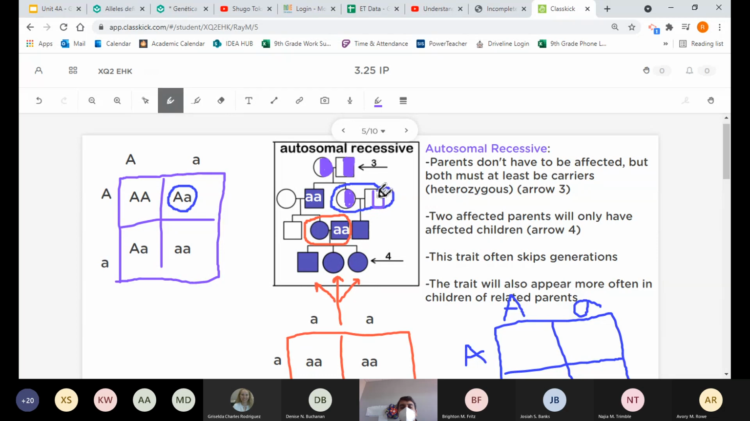Now, the star is going to be nice. I don't expect for them to show you a pedigree without carriers. If you're dealing with a recessive disorder, they'll show carriers. I'm not going to expect you to figure that out.